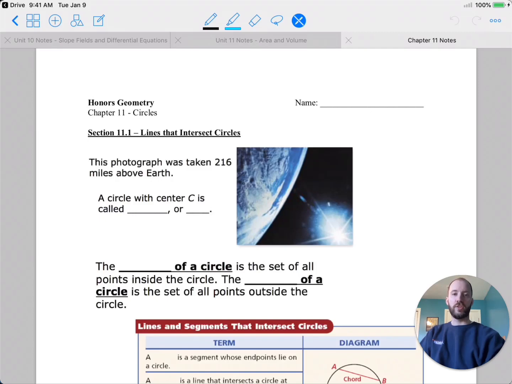Hey, starting chapter 11, circles. So section 1, we're looking at lines that intersect circles. So all the different ways that could happen. So we have a lot of different situations to look at in this section.